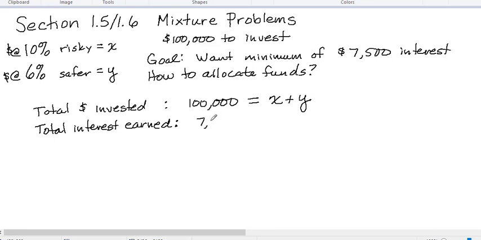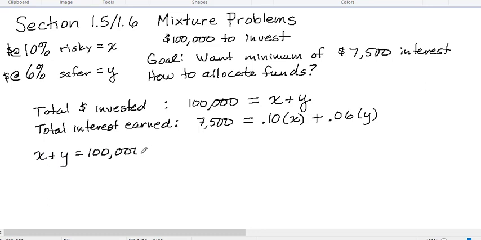Total interest earned, $7,500. This one is a little bit more complicated, but that interest comes from the money at 10%, would be 10% interest times however much money I put there, X, plus, and then I get 6% in the safer account. That interest will be 6% times Y. That has to add up to $7,500. Rearranging it a little bit just so it looks more familiar from how you've seen it in math. X plus Y is $100,000, and then 0.10X plus 0.06Y has to total $7,500.